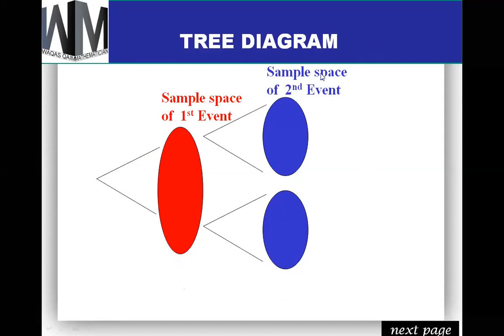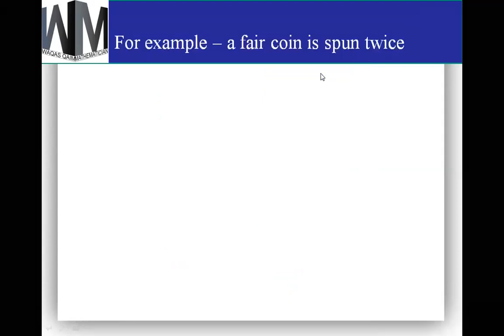Okay, now we are taking an example. For example, a fair coin is spun twice. In a fair coin, we have only two possibilities: either it could be a head or a tail. So when it is spun the first time, there are two possibilities, head and tail. This is the sample space of the first event. Any confusion with this one?